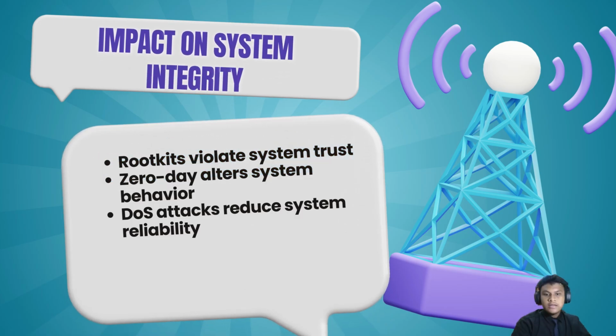In cybersecurity, system integrity means the system operates correctly and has not been tampered with. Rootkits damage integrity by manipulating logs and hiding activity. Zero-day exploits allow silent modification, while DoS affects availability, another key element of the CIA triad.